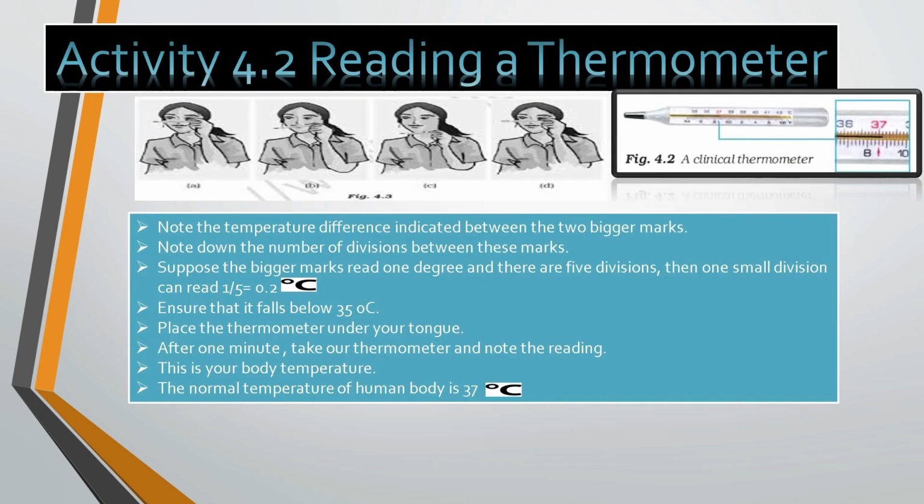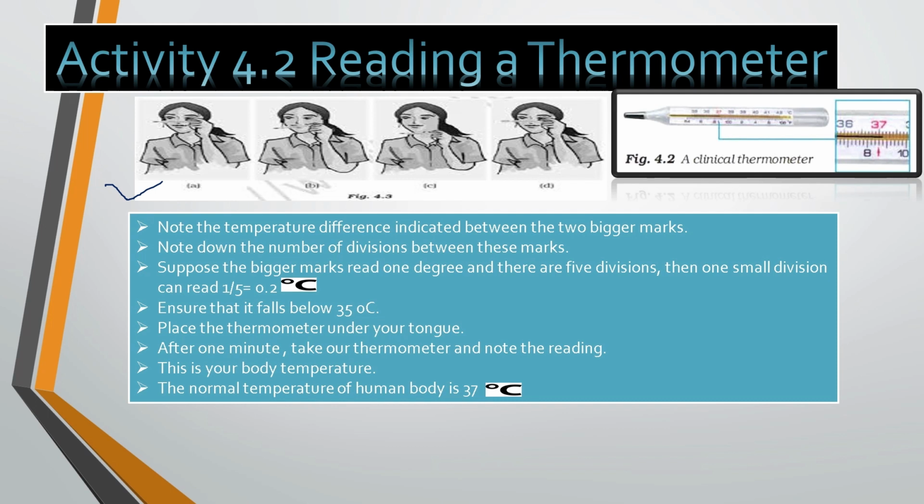Our body temperature is 37 degrees centigrade. So let us find how we read a thermometer. In the previous slide we have seen how a thermometer looks. Now we will study how to read a thermometer. See, this girl is reading a thermometer, but how is she reading?